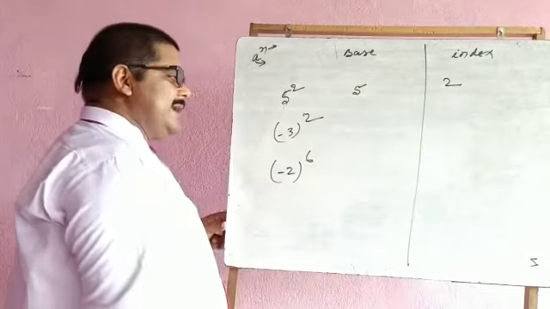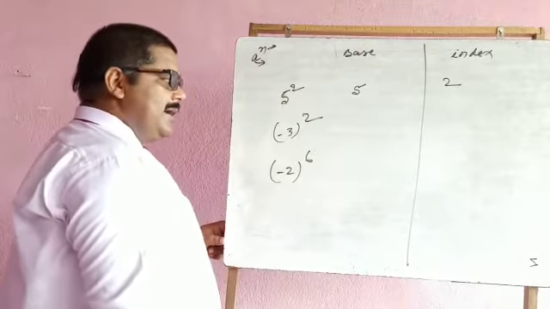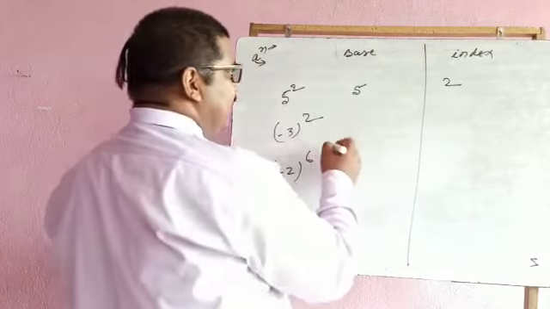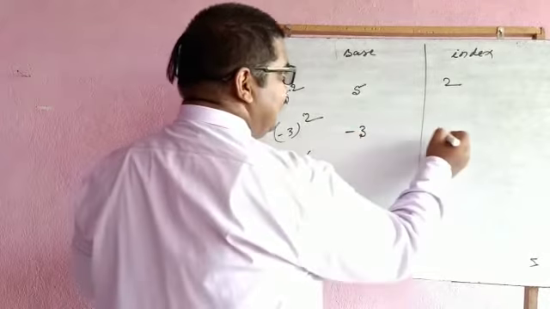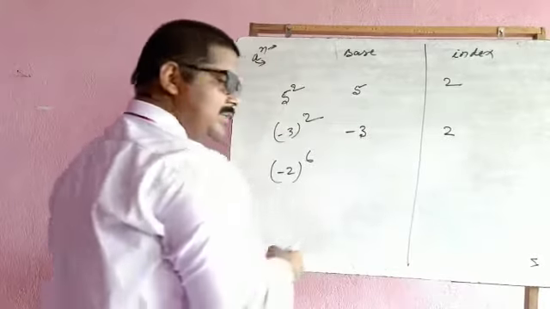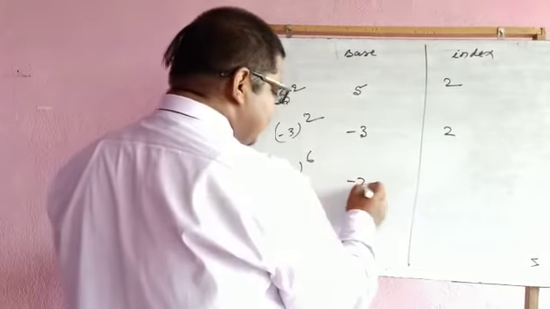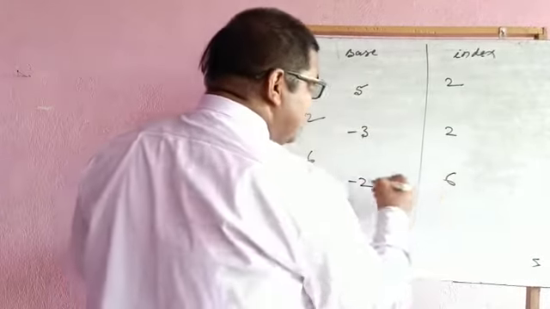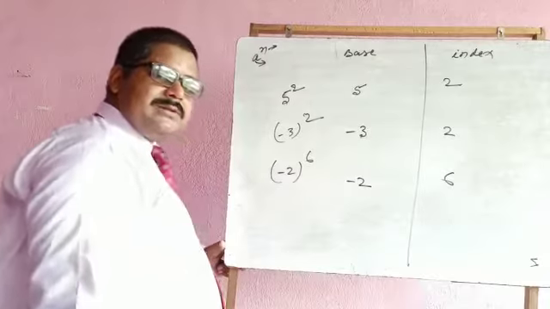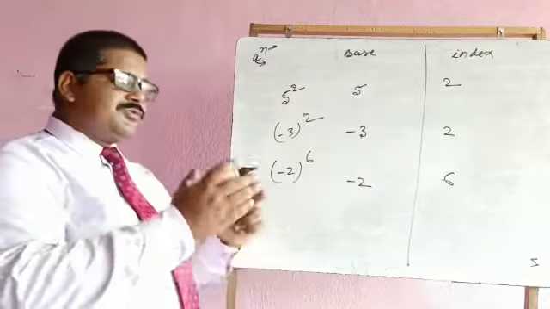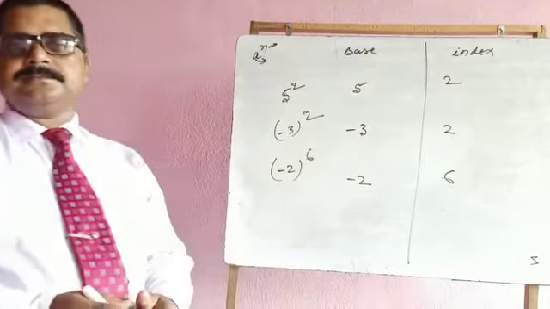In the second case you can see that minus 3 squared, here base is minus 3 and index is 2. In the third case you can notice that minus 2 is base and 6 is index. Such type of question you can solve this way.